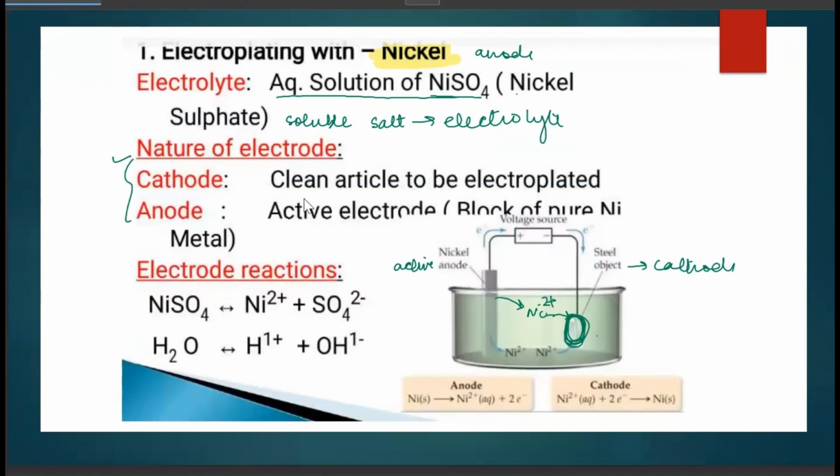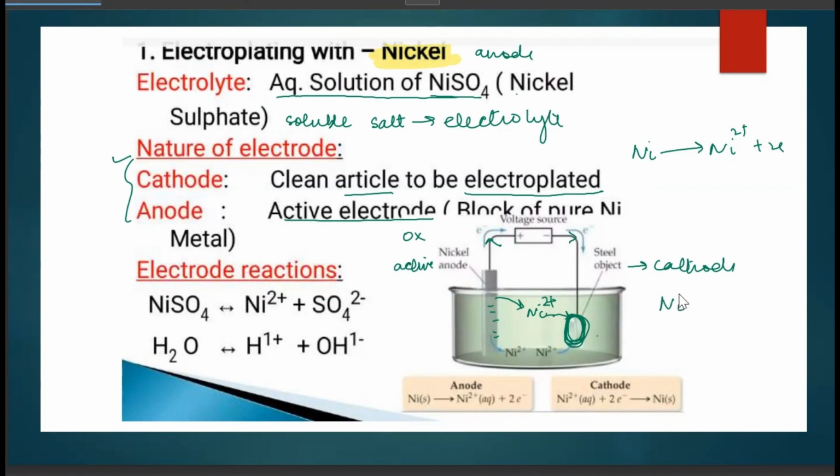At the cathode, we will be keeping the article, which needs to be electroplated, after cleaning it with sandpaper. At the anode, we have an active electrode, which is a pure nickel metal dipped in its own salt solution. So anodic equation kya hai? Nickel is going to form nickel ions, and it will be leaving the electrons on the plate. So here at the anode, oxidation is taking place. These electrons from the anode will be moving toward the cathode.